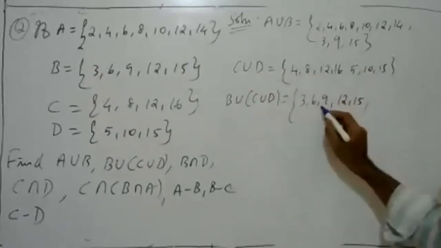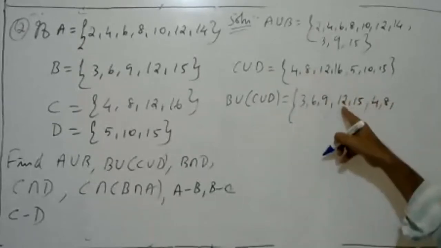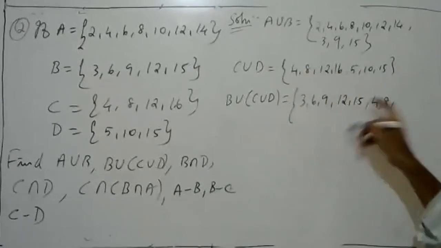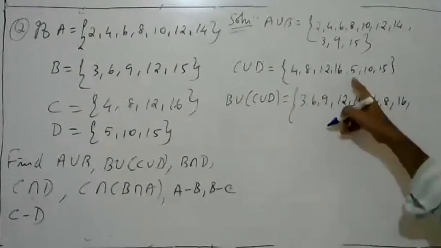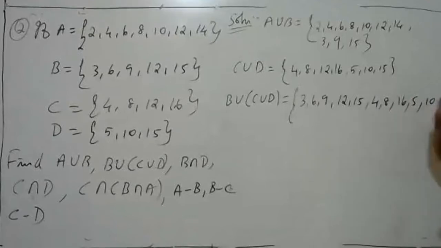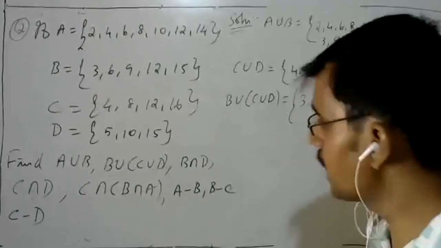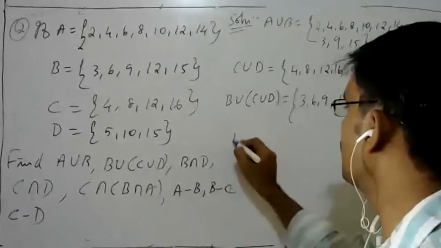Take 4, 4 is not here. Take 8, 8 is not here. 12 is there, no need to write. 16 is not here, take it. 5 is not here, take it. 10 is not here, take it. 15 is there, no need to write. This is your B union C union D. Is it okay? Now come to B intersection D.